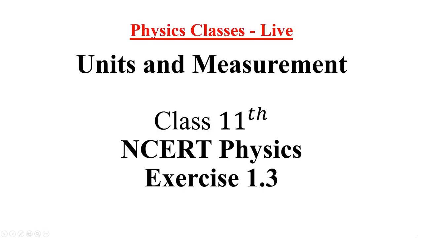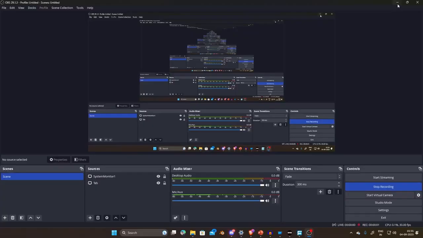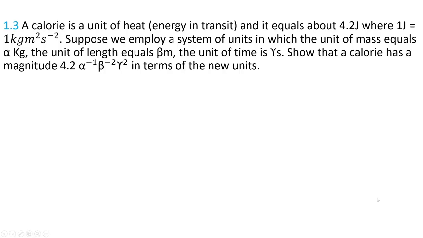Hello everyone. In this video we are discussing exercise 1.3 from class 11th NCERT Physics, chapter Units and Measurement. So moving forward, the question says a calorie is a unit of heat, that is energy in transit, and it equals about 4.2 joules, where 1 joule stands for 1 kilogram meter square per second square.